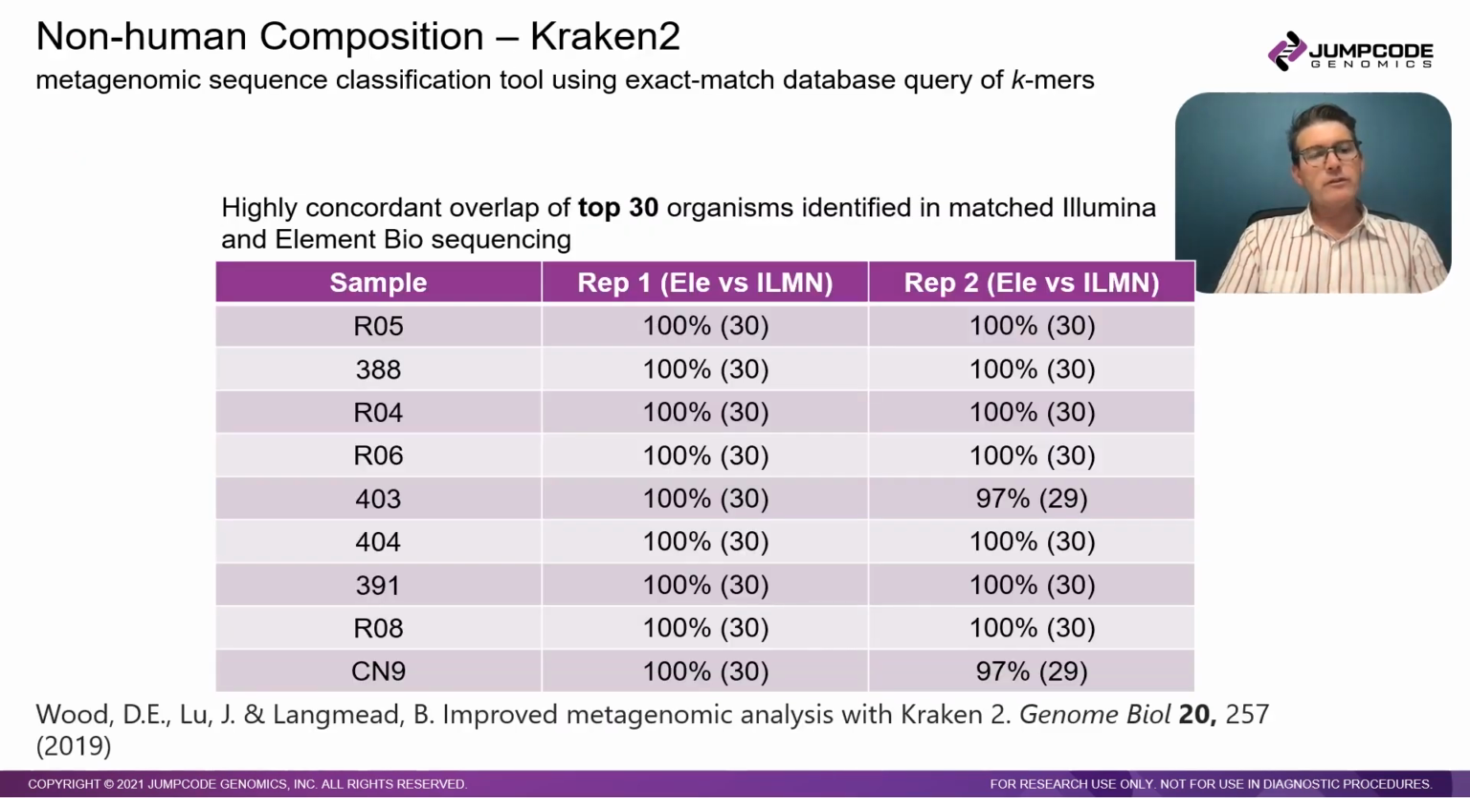And when we look at the concordant overlap of the top 30 organisms identified in Illumina and Element sequencing data, you can see of the 18 samples that were sequenced, 16 of the samples are 100% concordant between platforms, and 2 of the samples are 97% concordant, sharing 29 of the top 30 organisms.